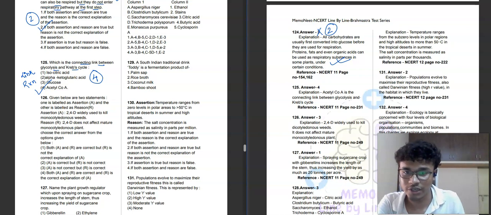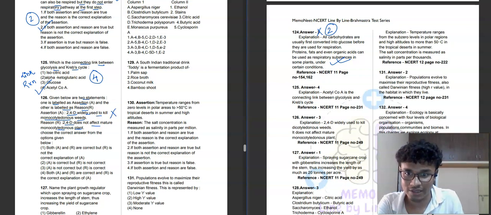Moving towards the next question, 126. It is saying, given below are two statements. One is labeled as assertion and another is labeled as reason. Assertion: 2,4-D is widely used to kill monocotyledonous weeds, and reason: 2,4-D does not affect mature monocotyledonous plants. The first statement says that 2,4-D is used to kill monocots, but it is basically used to kill dicotyledonous weeds. So the assertion is wrong here.